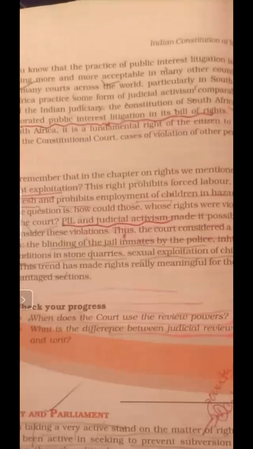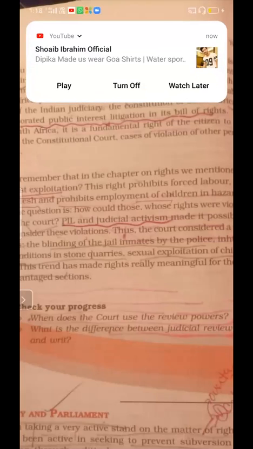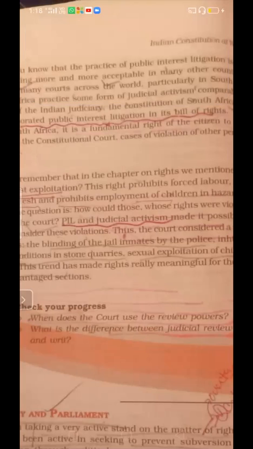possible that a person can directly approach the Supreme Court. Let me tell you one thing. If a person's fundamental right has been violated, he doesn't have to go to the lower courts, right? He can directly approach the Supreme Court. Thus, the court considered a whole set of cases.